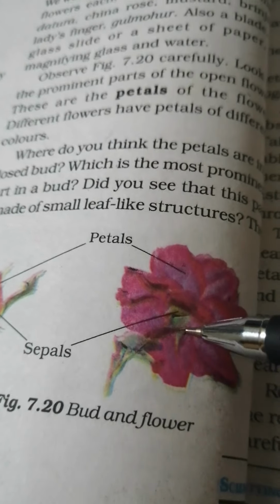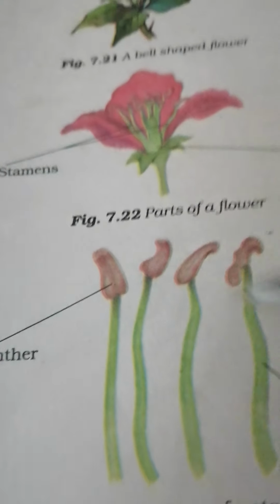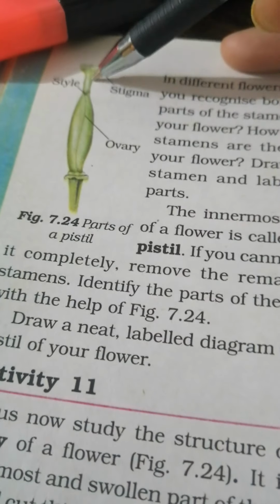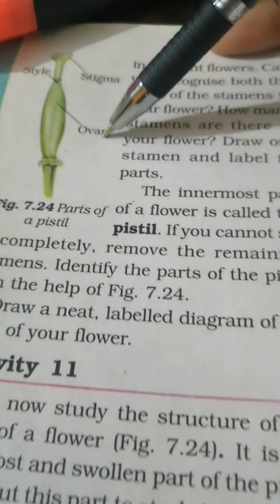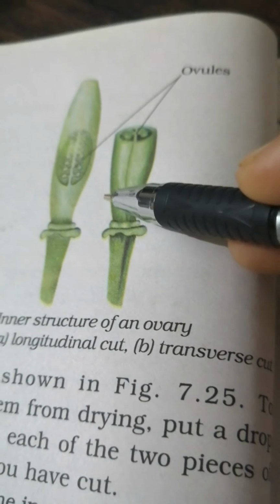Next is flower. We have seen so many flowers. A flower has petals, sepals, stamen and pistil. The stamen has two parts, anther and filament. The flower is the reproductive part of the plant. In the pistil we find stigma, style and ovary. If we cut the ovary, it will look like this, with ovules. So these are the flower parts.